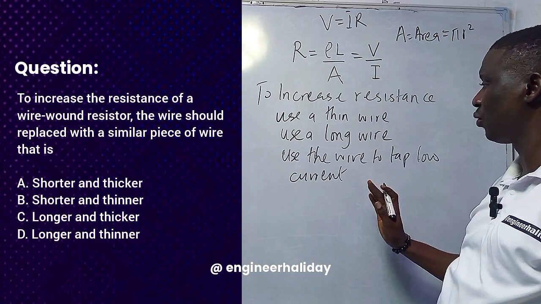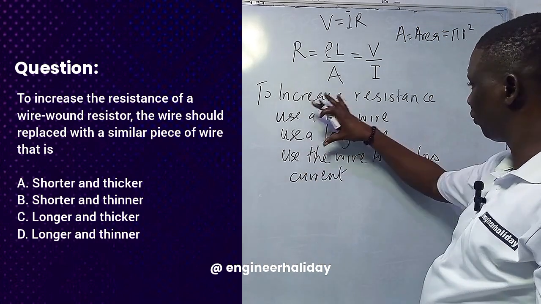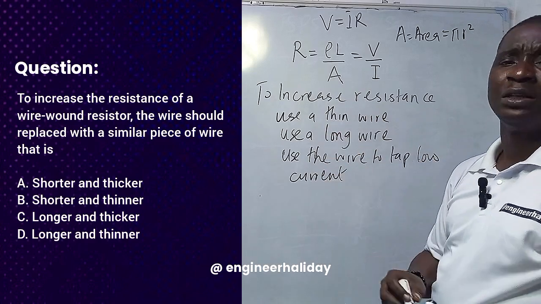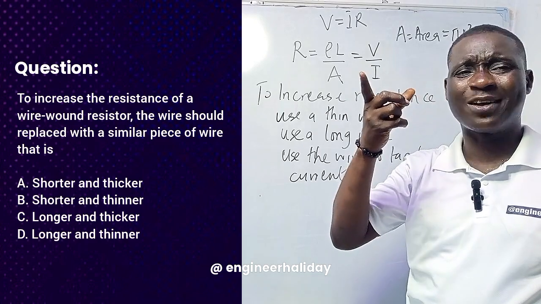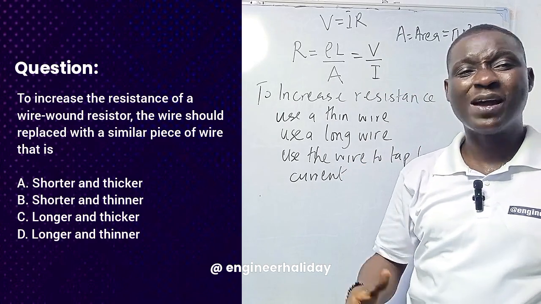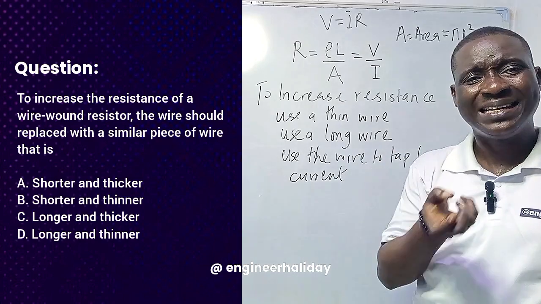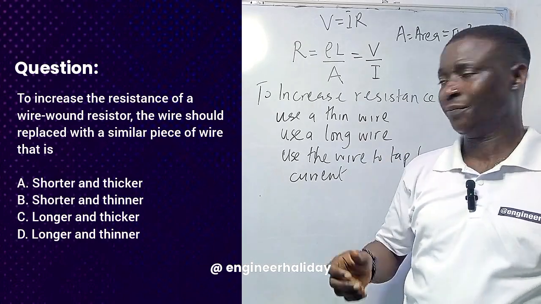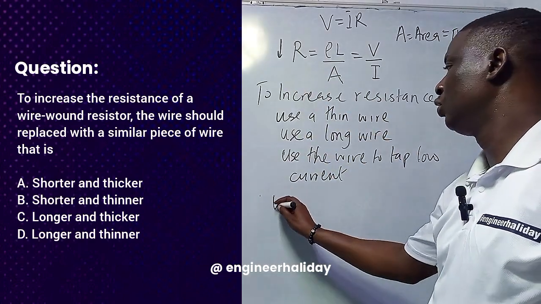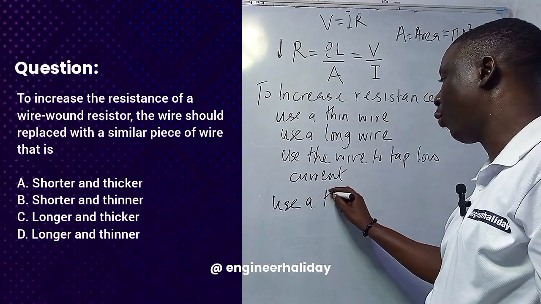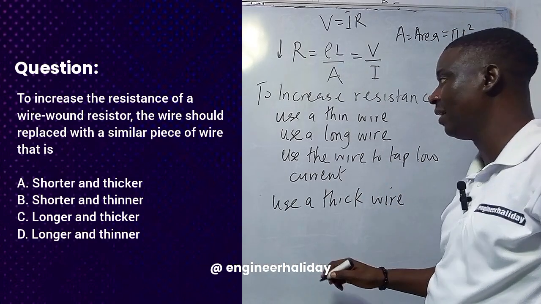Now listen so good. What if I want to reduce resistance? This procedure operates for thin wire. If you use a thin wire to tap very high current, the wire will end up burning. You know why? Because the resistance of a thin wire is high. Now, if I want to lower resistance, I use a thick wire. To have a lower resistance, we use a thick wire.